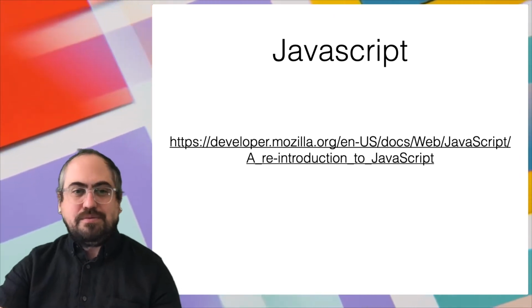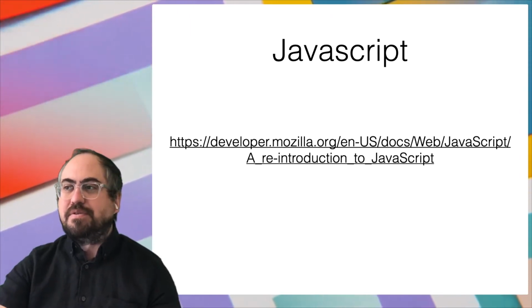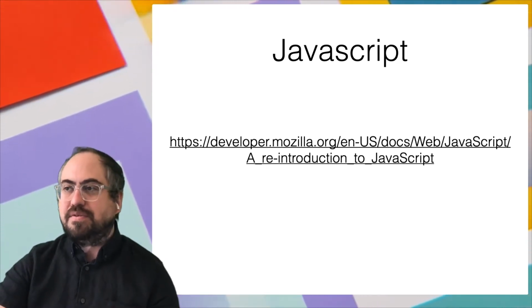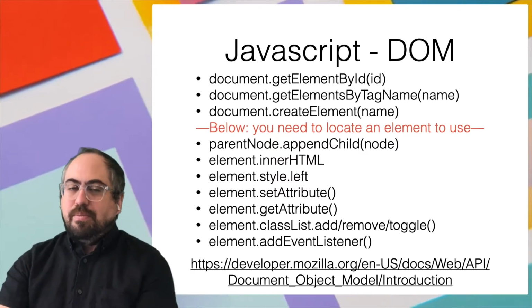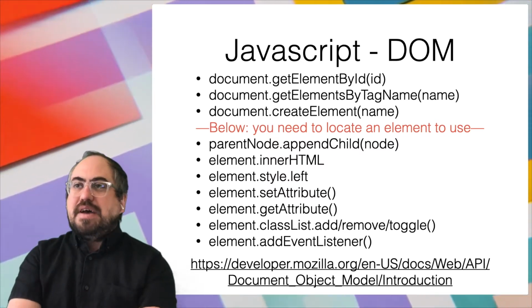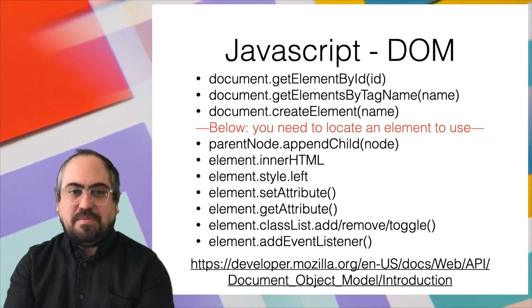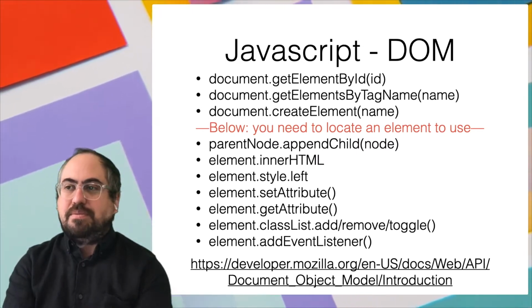So here's a little link to a reintroduction to JavaScript, if you maybe use it a little bit or you're pretty new to it. This is a good tutorial around it. But the main thing that we're going to be looking at today is how do we use this DOM model? How do we access these elements on the page and do different stuff with them?